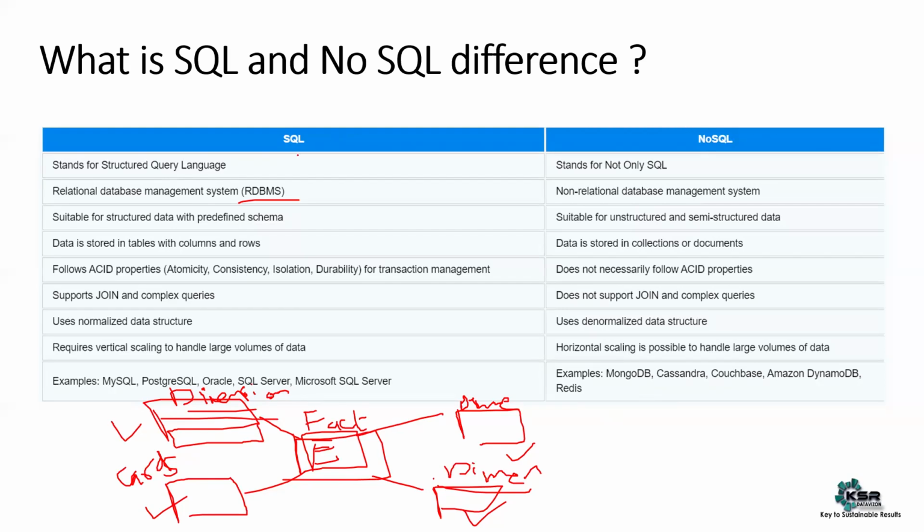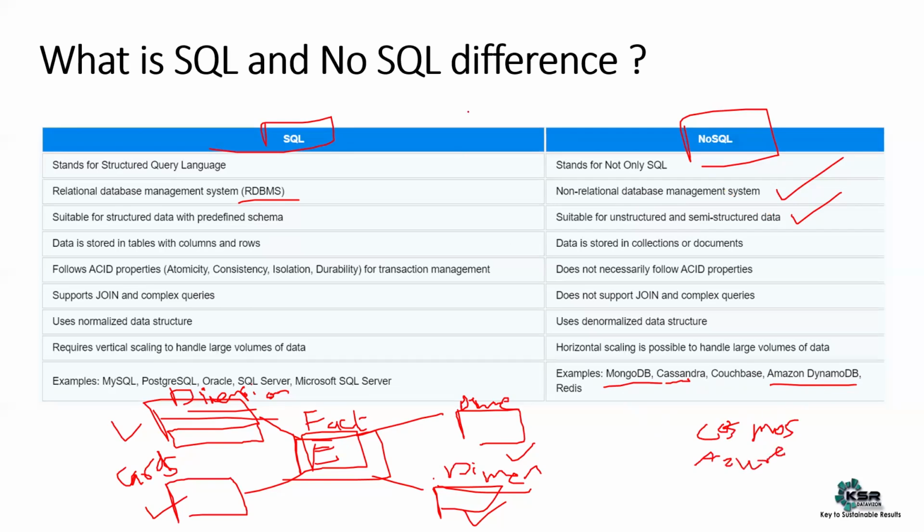SQL is an RDBMS. There is also a concept called NoSQL. There is no RDBMS in that. You can store structured as well as semi-structured data. It is not always structured data in NoSQL. A few examples of NoSQL are MongoDB, Cassandra, Amazon DynamoDB. There is also a database called Cosmos, which is a NoSQL database present in Azure.